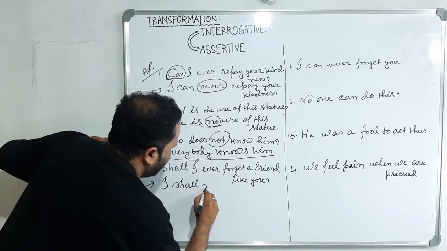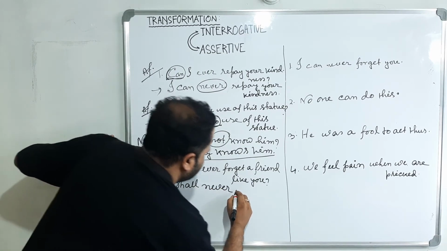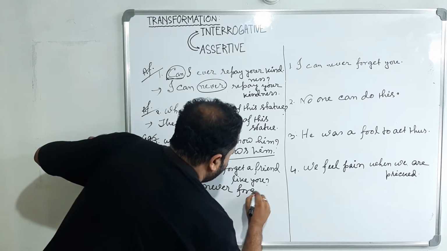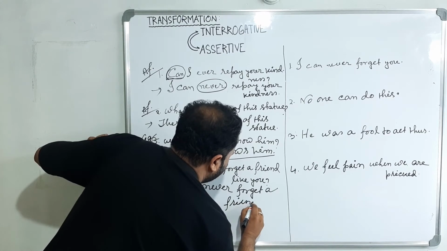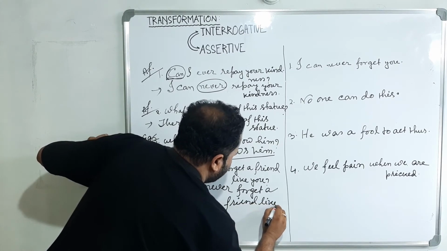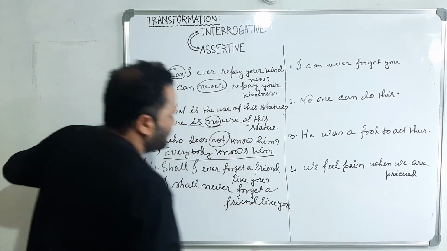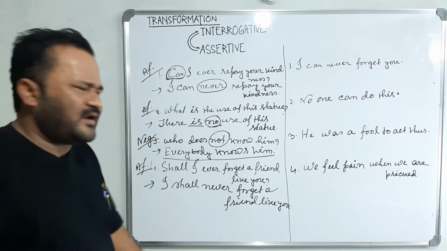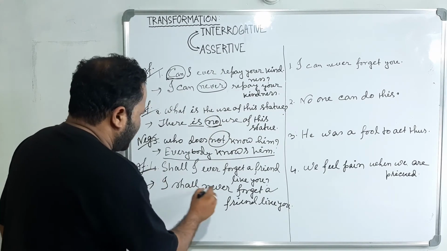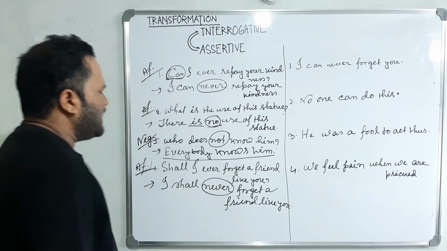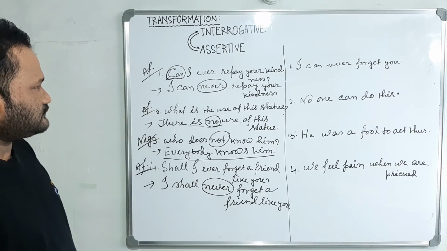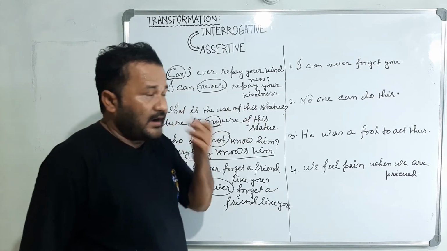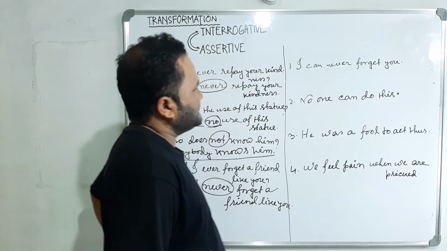I shall never forget a friend like you. I shall never forget a friend like you. So the question is in the affirmative, and you have to write the assertive sentence in the negative. Clear? Now, look at the assertive sentences.